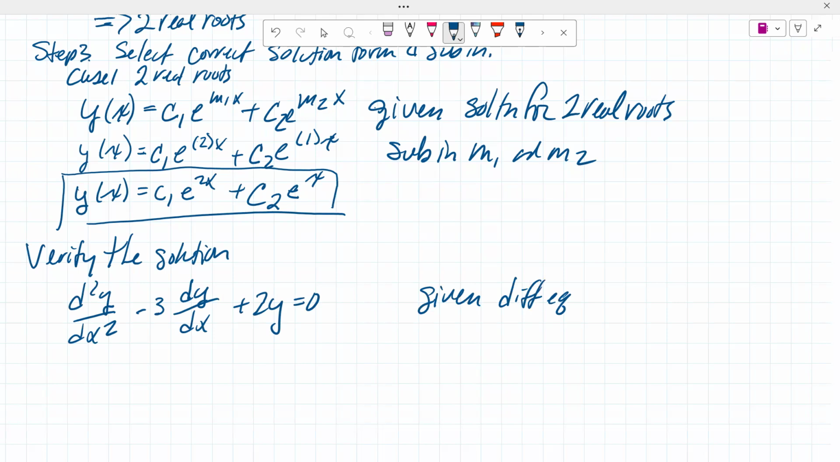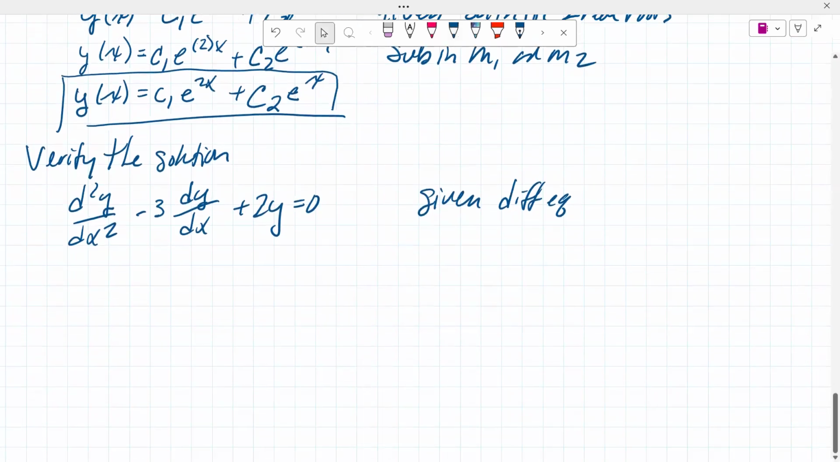Now, do you agree that if we've gotten the y correct, that we should be able to take these derivatives and use these numbers here, and it should equal 0? That's how you would check it, and that's exactly what we're going to do. So what we're going to do is solve for the required derivatives.